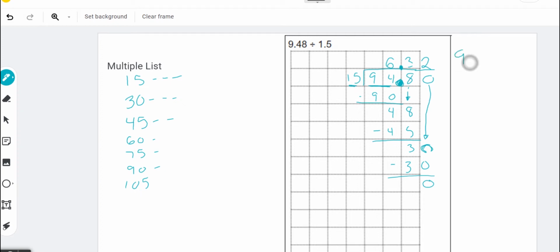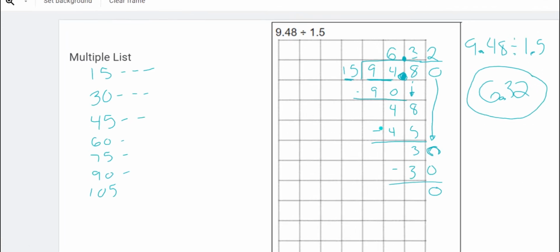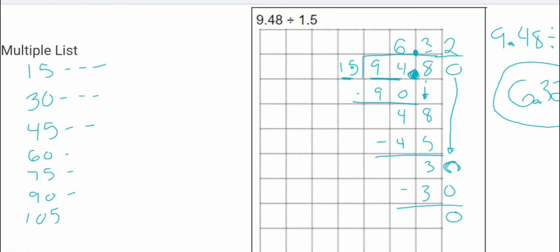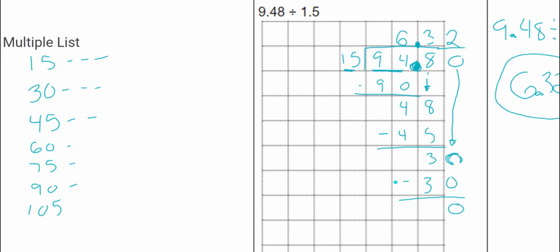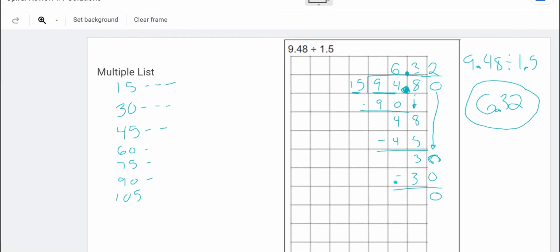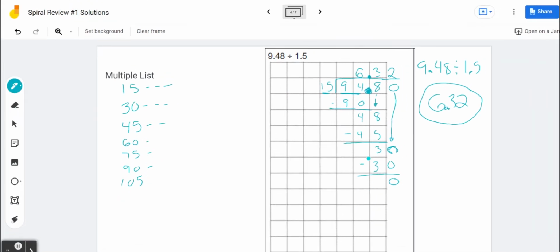So 9.48 divided by 1.5 equals 6.32. And that's how you divide decimals. Remove the decimal from the number on the outside. As a result, you have to move the decimal on the number on the inside the same number of times, and then go through the long division. Hopefully that was understandable.